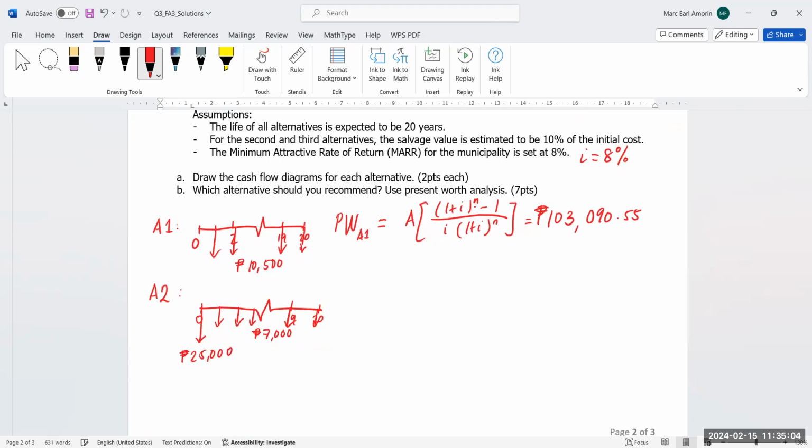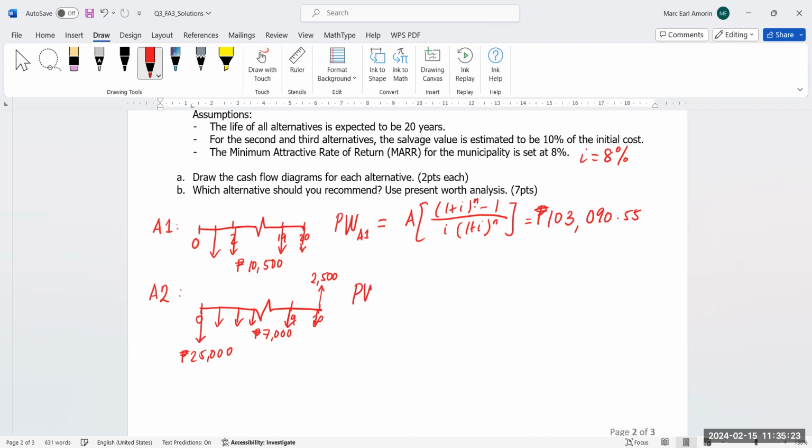Okay? And we also have the salvage value. So again, salvage value or market value is always a positive cash flow. Okay, so we have here 2,500 going upward. Okay, so that's the cash flow diagram.